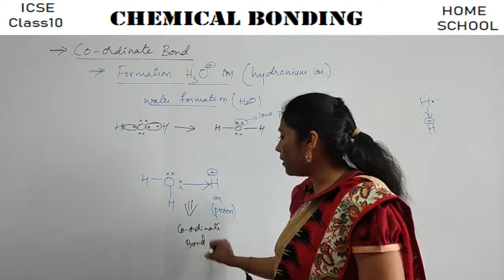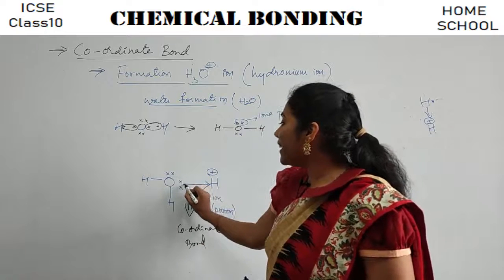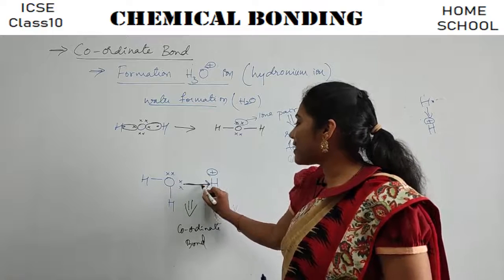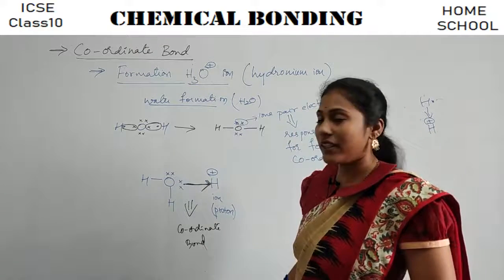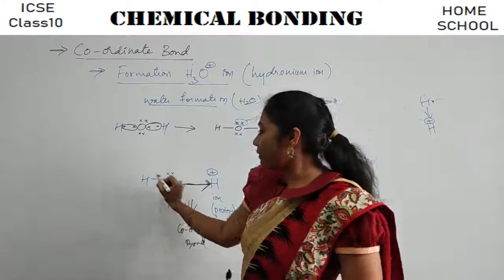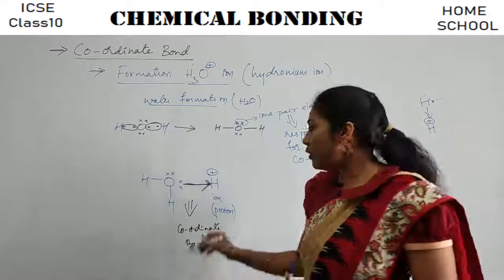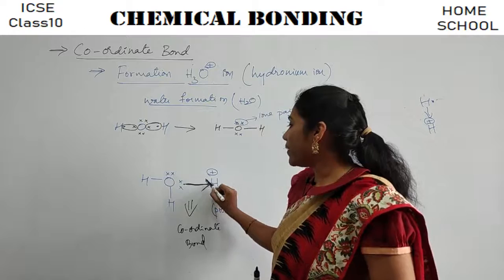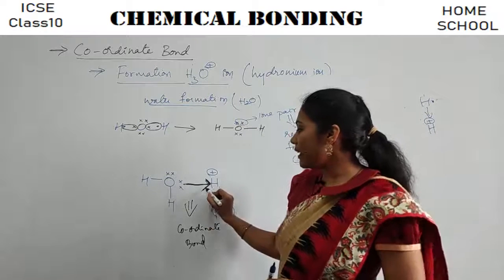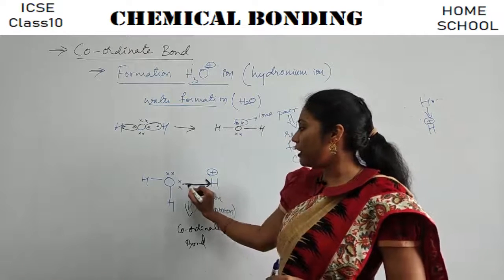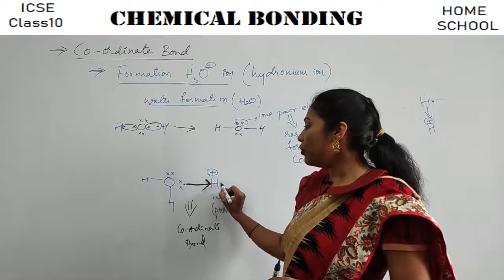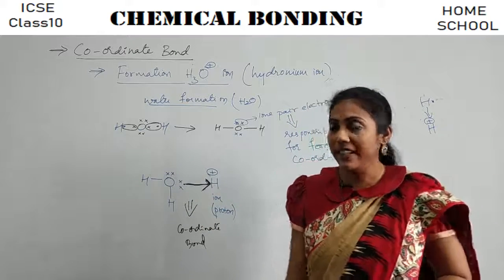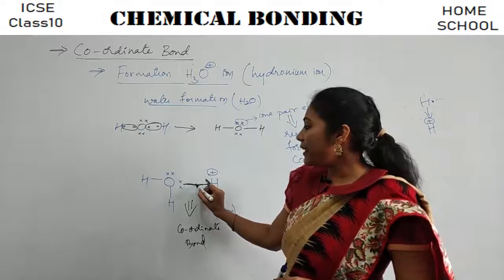Coordinate bonding. Okay, so a coordinate bond is always represented with the help of this type of arrow mark. For a covalent bond, we put one hyphen, yes or no, but a coordinate bond is always represented with one arrow mark. The arrow mark has to be shown always from the lone pair to the positive ion, right? Say, what does this arrow mark indicate?